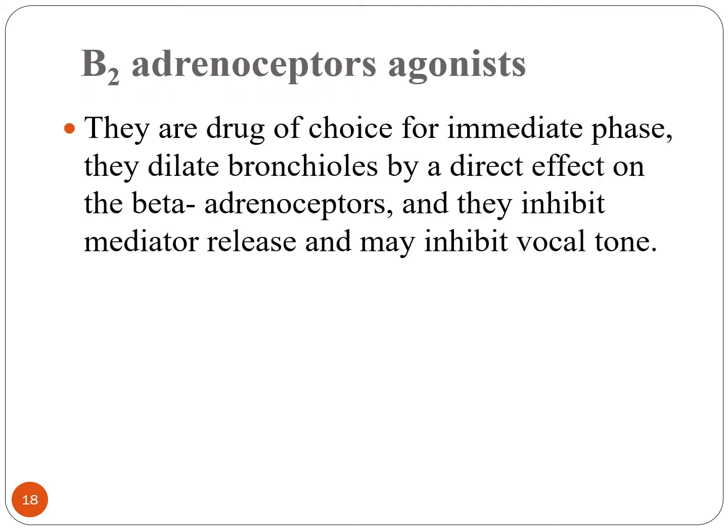Beta 2 receptor agonists, as we mentioned, are the drug of choice for immediate phase bronchoconstriction. They dilate bronchioles by a direct effect on beta adrenoreceptors, and they inhibit mediator release from the mast cells, as we mentioned before, and may also inhibit the focal tone, and this last effect can be considered an adverse effect.